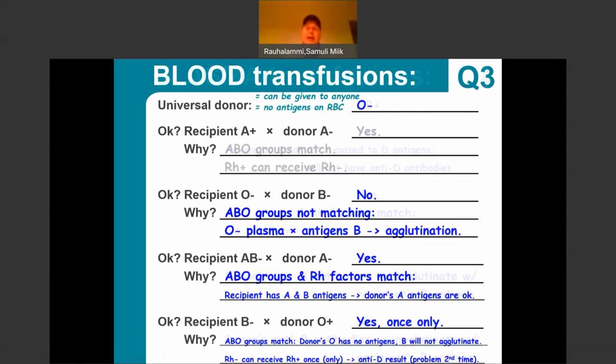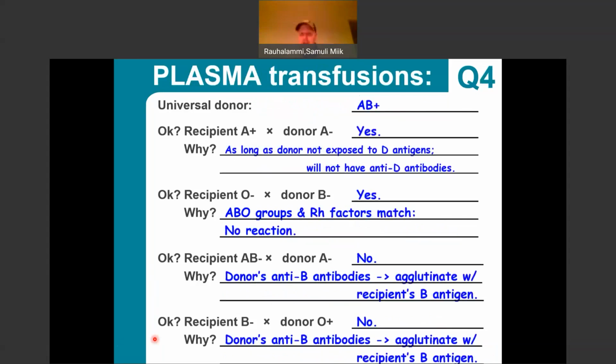The final one that I'm curious to discuss with you has to do with plasma transfusions. Which blood type is the universal plasma donor? That would be our AB positive. And we're looking at whether a person with type A positive blood could receive type A negative plasma. Yes, this would be okay if the donor did not have an exposure to D antigens, so they would not have anti-D antibodies.